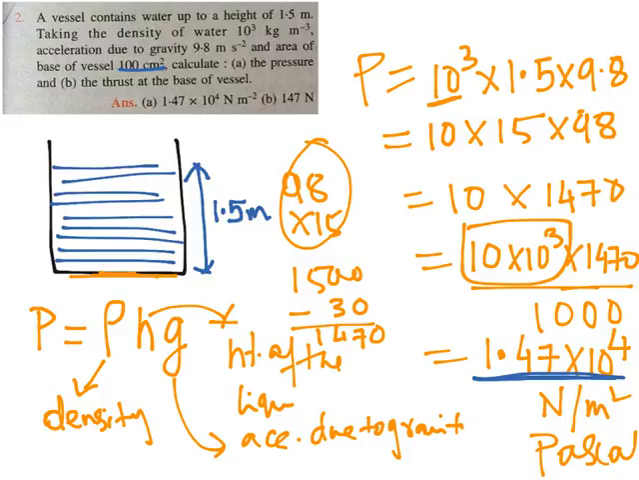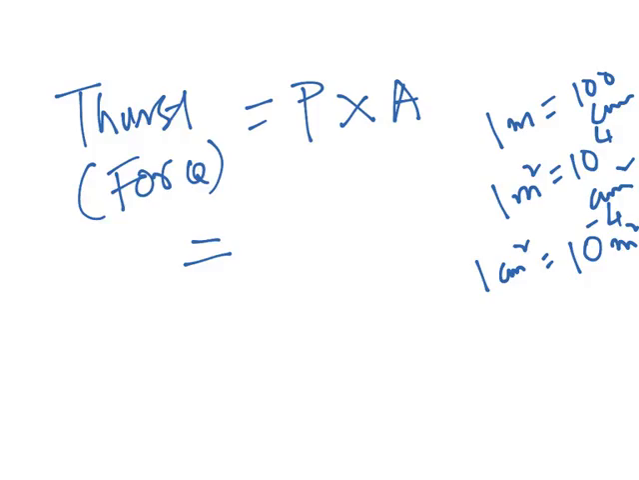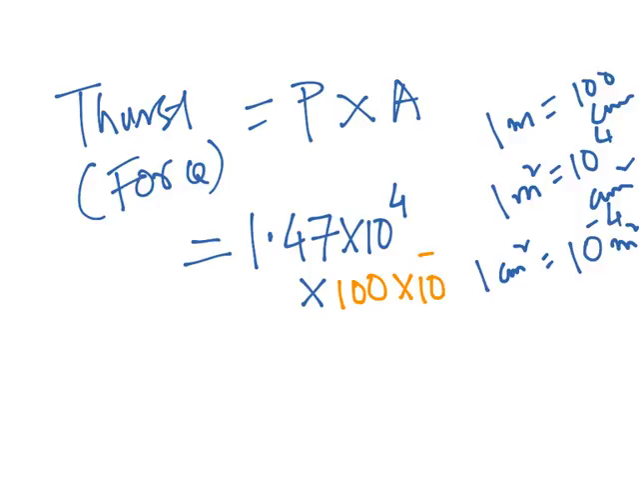Now pressure, how much did we get? We got pressure as 1.47 into 10 to the power 4. We are multiplying this with area. Area is 100 into 10 to the power minus 4, so you have converted the 100 centimeter square into meter square. With the law of indices, the powers get added: 10 to the power 4 into 10 to the power minus 4, so 4 plus minus 4 equals 0, and 10 to the power 0 is equal to 1.